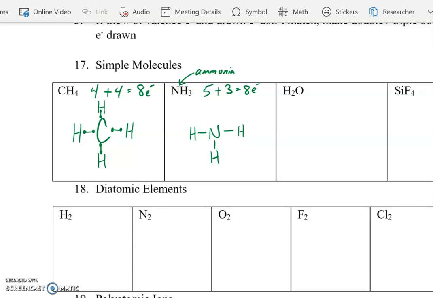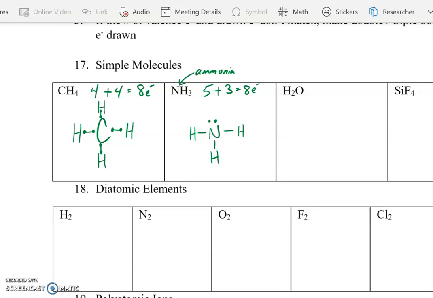Nitrogen right now only has a share of 2, 4, 6 electrons. Remember, each bond represents 2 electrons. So in order for nitrogen to have its 8 electrons around itself to make it happy, we're going to draw 2 more electrons up top. These top electrons are called a lone pair of electrons.